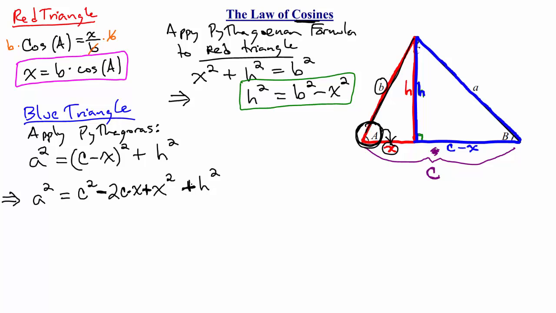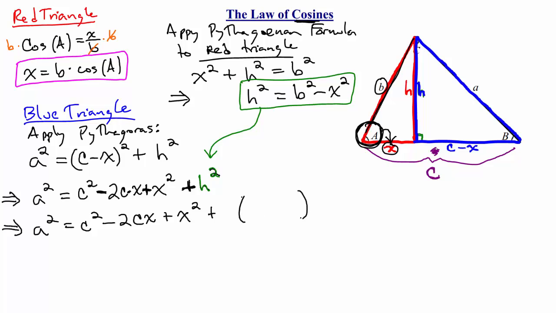In the next step, we can replace h squared with what we learned h squared equals. So I'll make the substitution. Instead of h squared, I'll write b squared minus x squared, since that's what h squared equals. When you step back and look at this, you'll see that we have a positive x squared and a negative x squared in this expression, so they're going to cancel in our subsequent step.